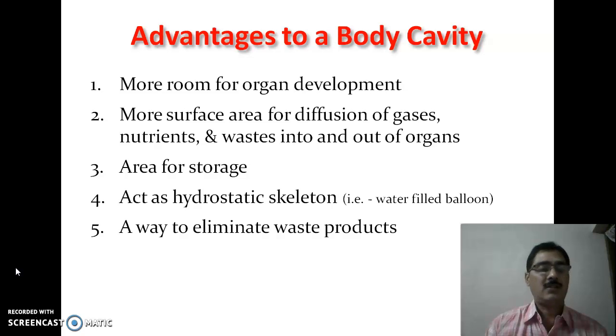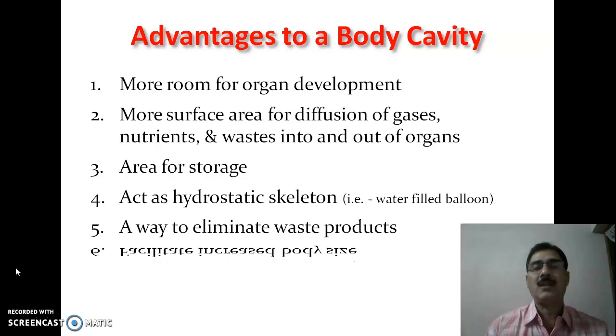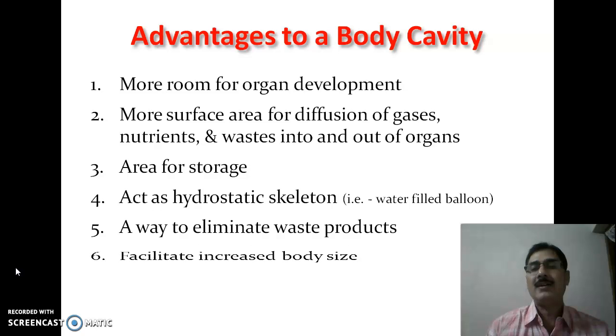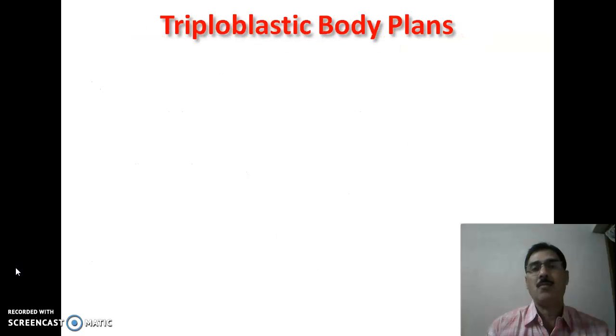products. In certain animals, this coelomic fluid is connected directly with the nephridopore, the external opening, and with the help of this they can remove the nitrogenous waste material. It also facilitates to increase the body size.